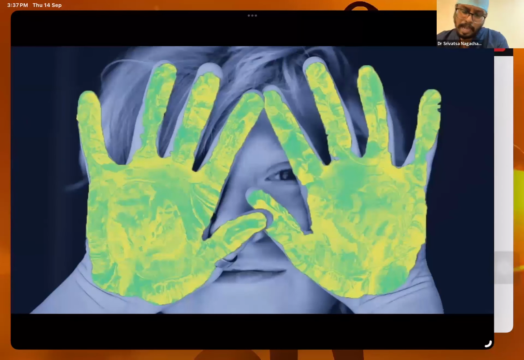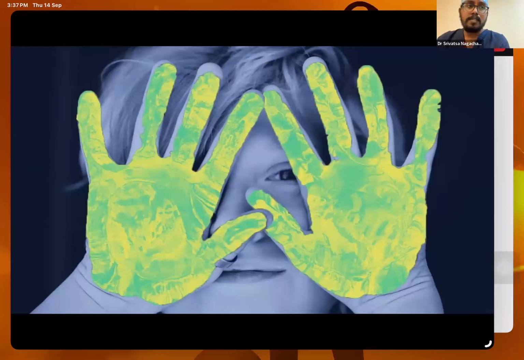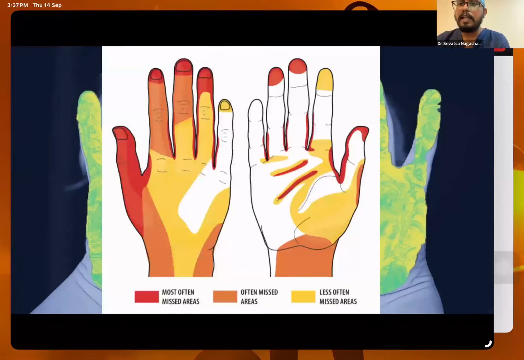And I was dwelling on why hand hygiene is a problem. Even though a lot of people are taking these classes, the prevalence of hand hygiene is still lower, and people don't wash their hands properly. This was one of the pictures which I got from the CDC. If you look at the points on the hand, the thumb and the tips of the fingers are the most often missed areas. People don't even think that infection can reside there.